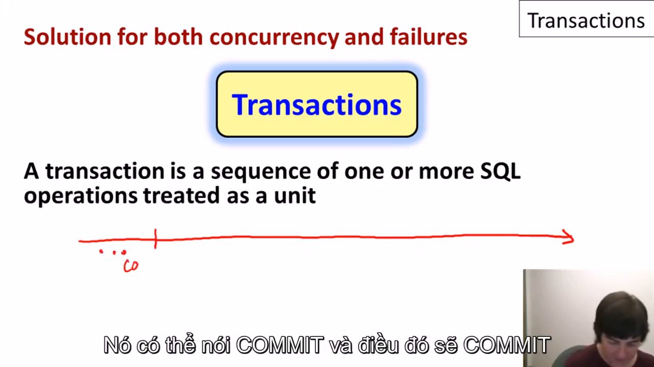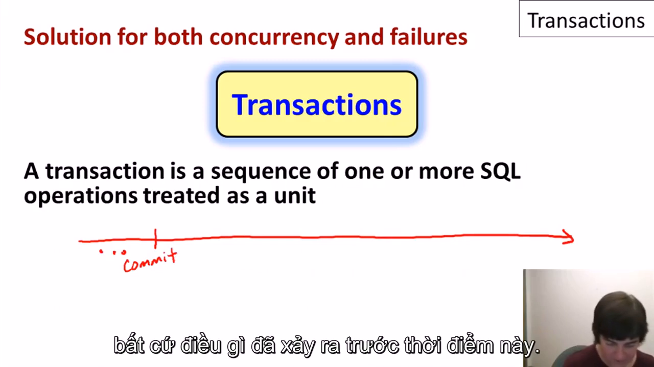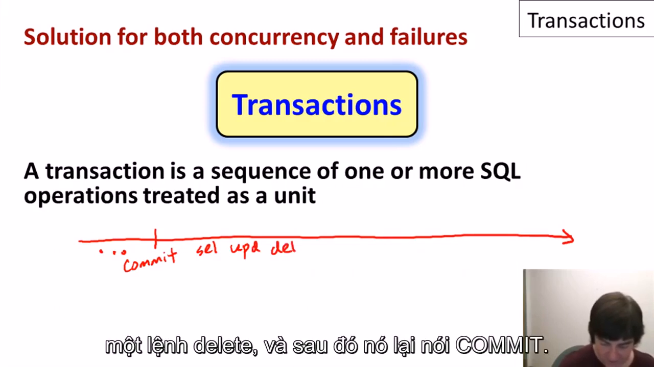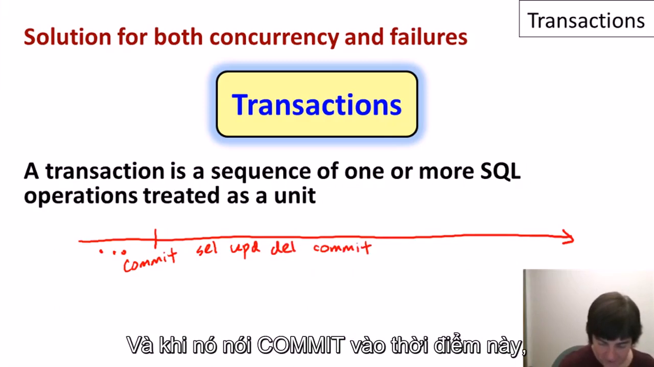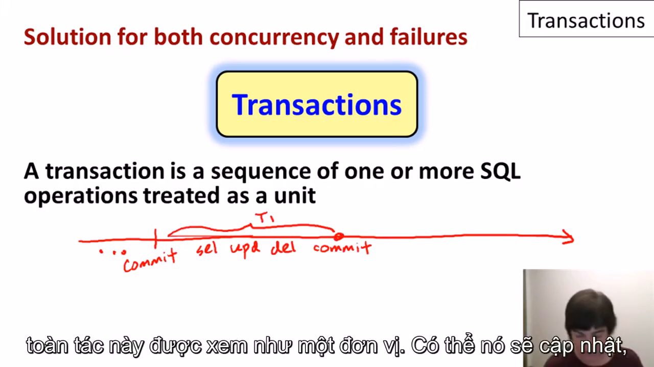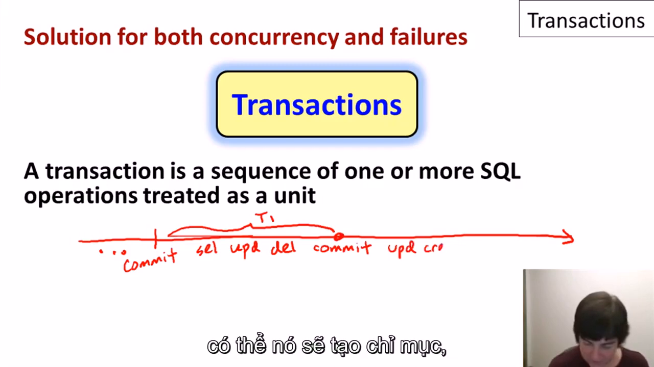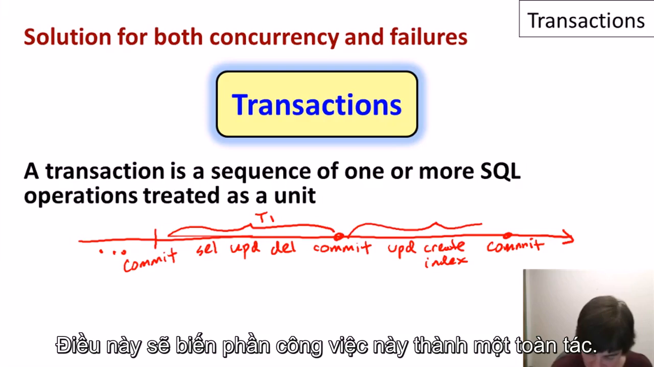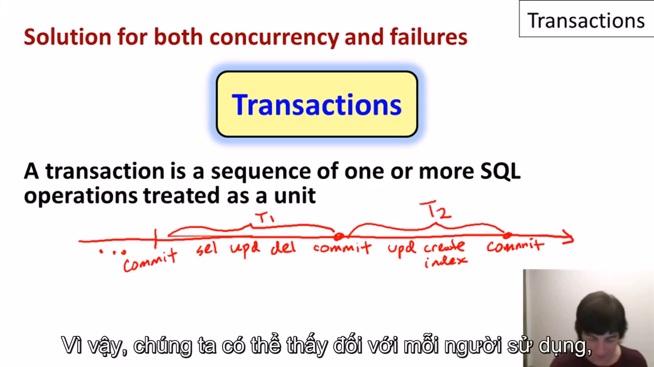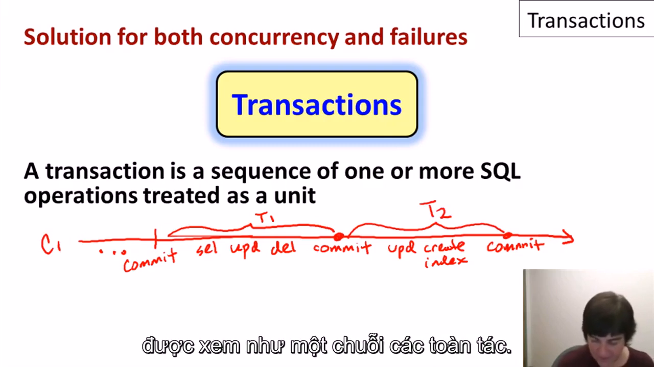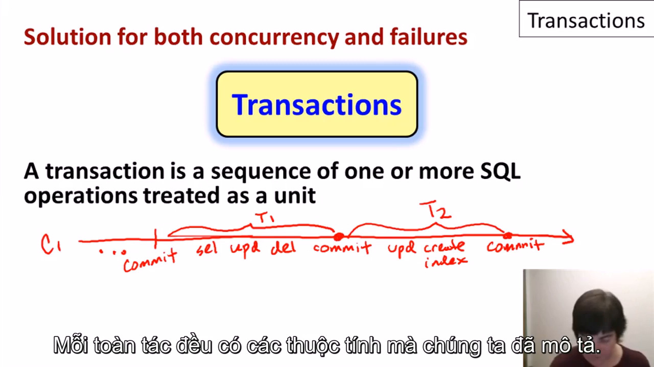So for each client, we can actually think about a timeline, and the client will be executing along. It might say commit, and that will commit anything that happened prior to this point. Then it might do some operations, maybe a select, an update, a delete, and then it says commit again. And when it says commit at this point, that turns this amount of work into a single transaction that's treated as a unit. Maybe it'll update, maybe it'll create an index, and again, maybe commit at this point in time. And that right here will turn this into a transaction. And so we can see for each client, this is client 1, their execution on the database is seen as a sequence of transactions, each of which has the properties that we described.